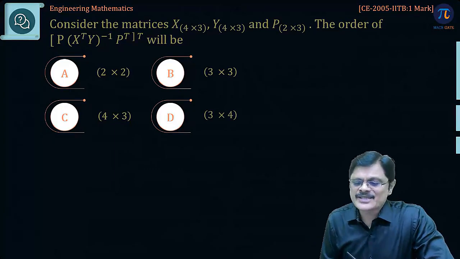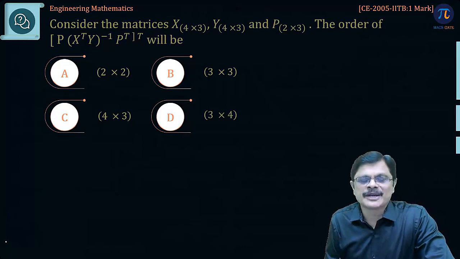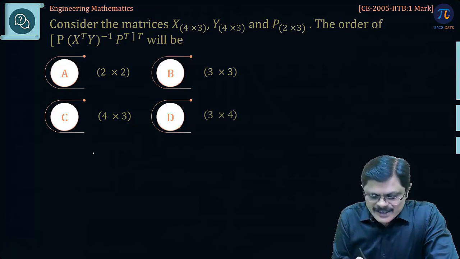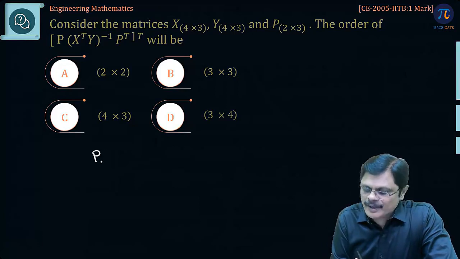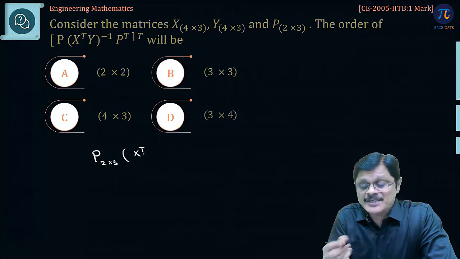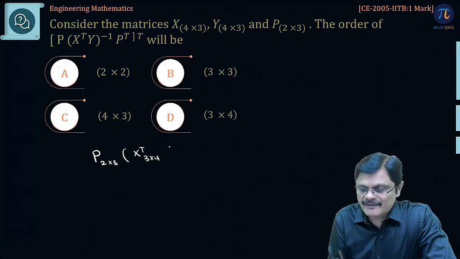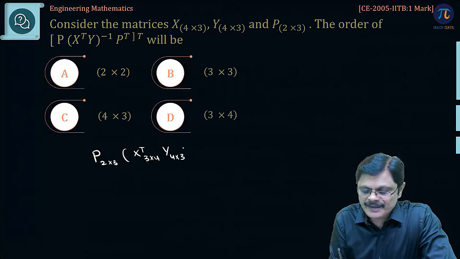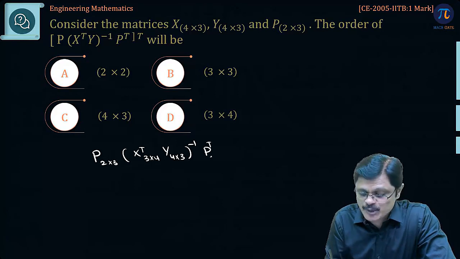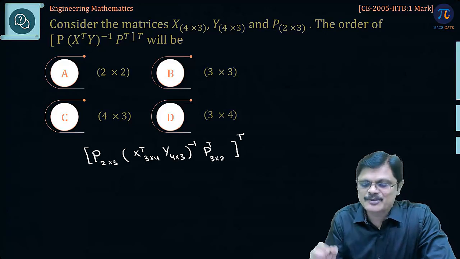Consider the matrices X, Y, and P. What is the order of this particular matrix? That is the question. If P is a 2 by 3 matrix, X transpose means transpose of X, so it is a 3 by 4 matrix. Then Y is 4 by 3. Then the inverse of this matrix has to be multiplied with P transpose. P transpose will be a 3 by 2 matrix, and we have to take the whole transpose of it.